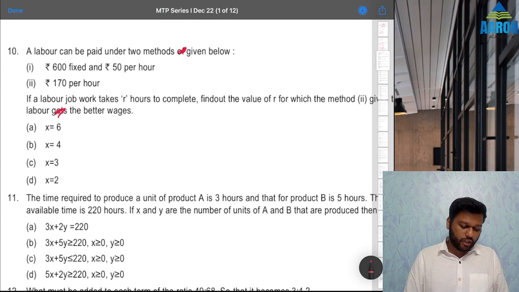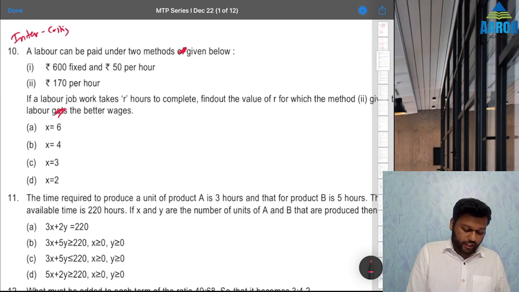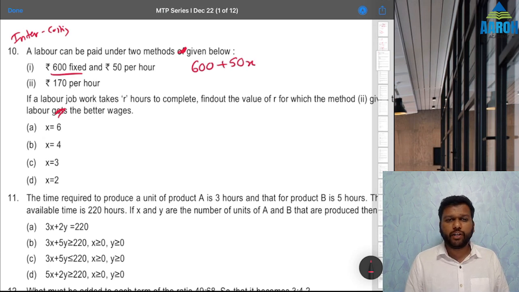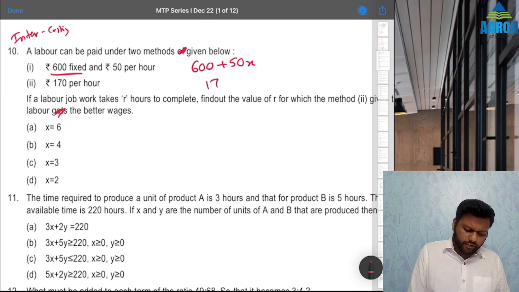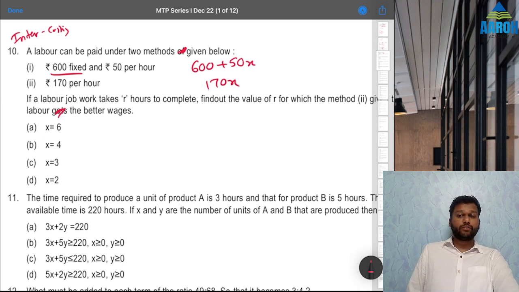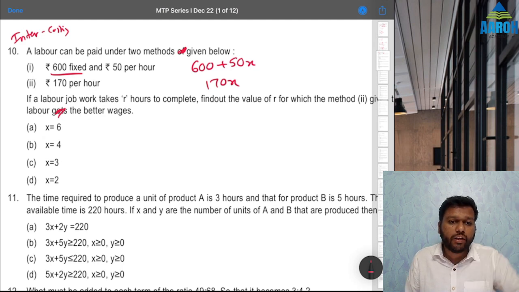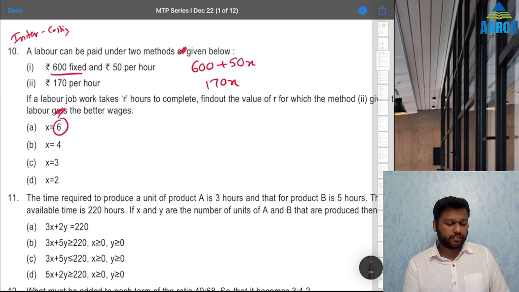What is the value of r for that? Now this is a concept called cost indifference point, which you will study in CA Inter. Okay, costing. But you can solve, this is a math question, right? See, if r's are x, then in the first method they are getting 600 rupees plus 50x, 50 into the number of hours. In the second method they are getting 170x, right? So let's just go by options. Now obviously if you think logically, the second method will give better wages if the number of hours are more, right? So let's start checking with this 6.